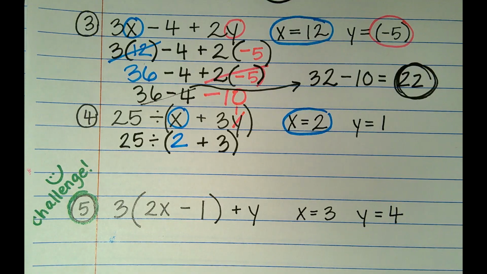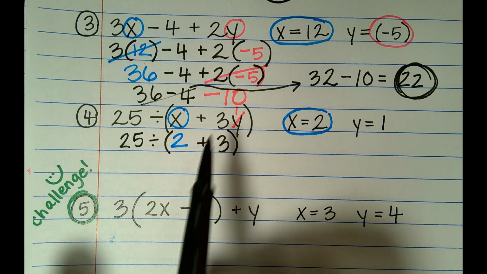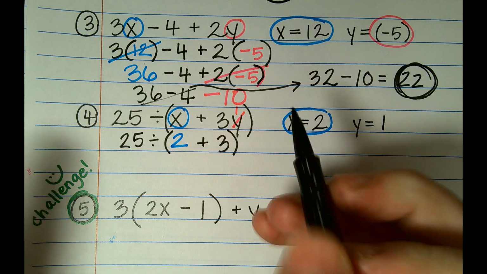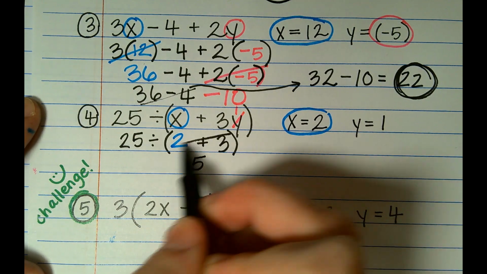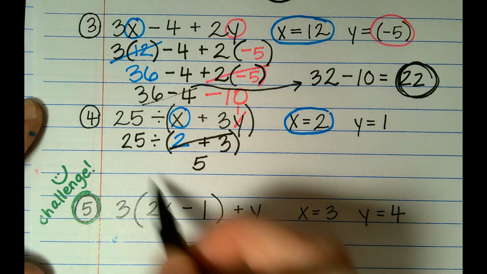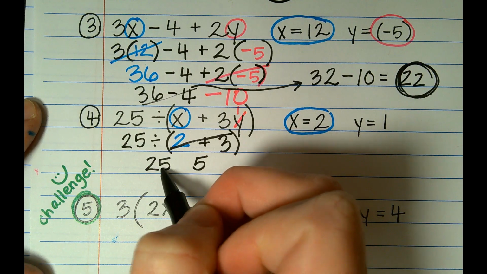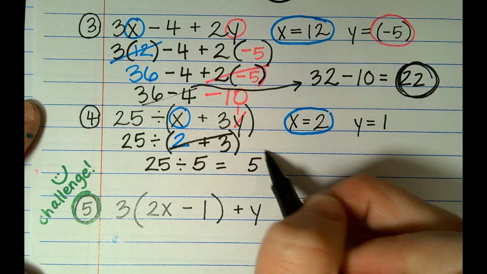And now what? We do the math. What comes first? 3 divided by 25? No. 2 plus 3. 2 plus 3 is 5. So you bring down the 5 if you want to. And then 25 divided by 5. And how much is that? 5.